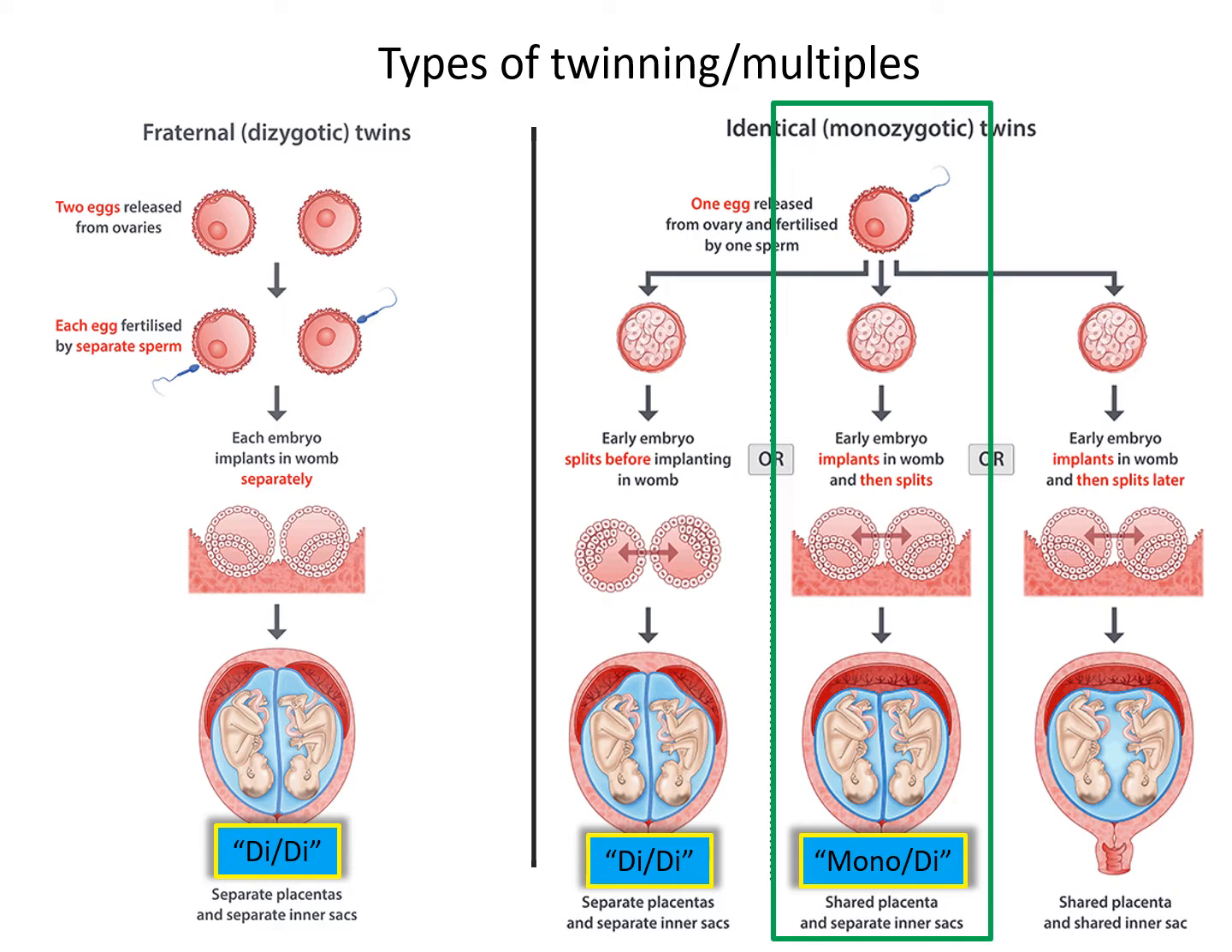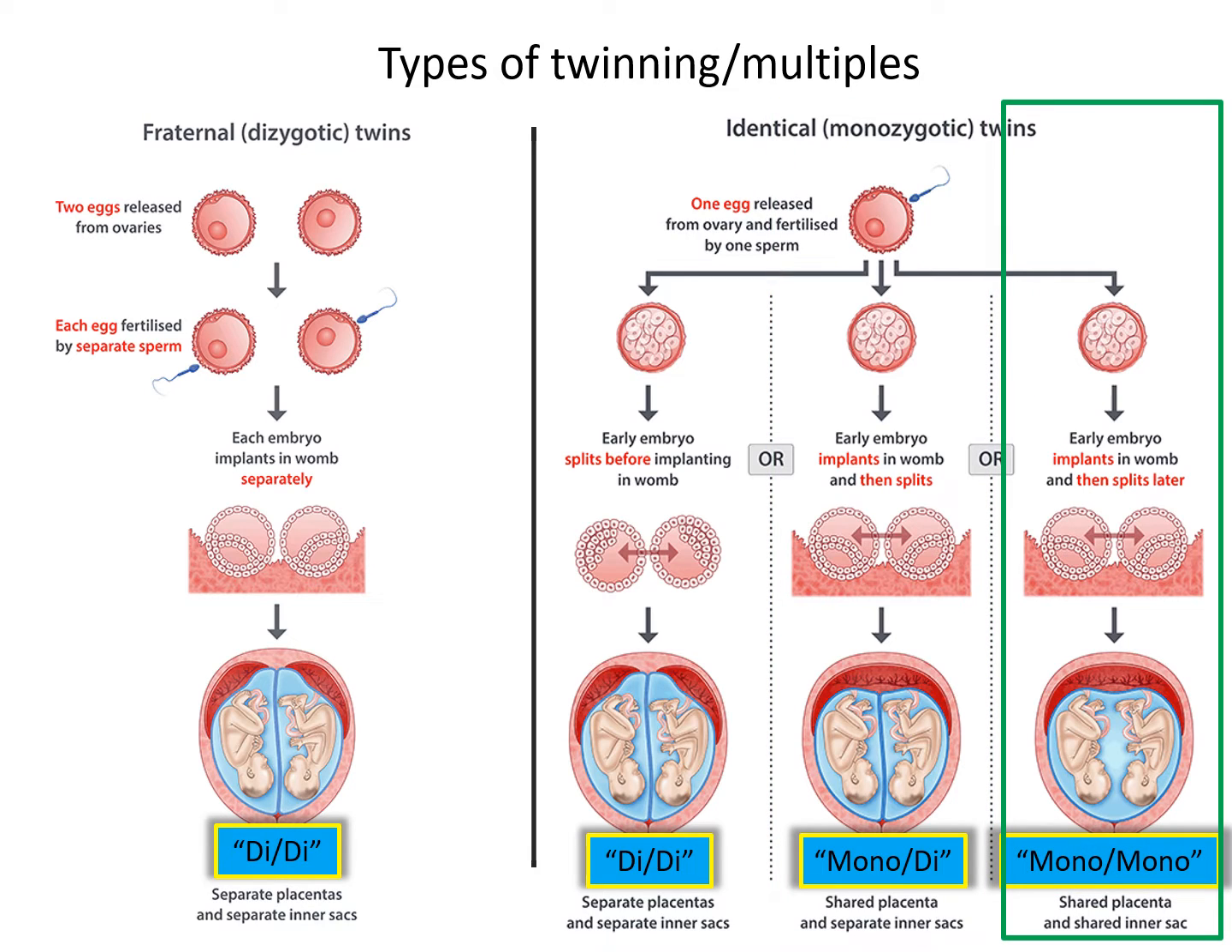The next type, the early embryo implants into the womb and then splits after implantation, and this is considered monochorionic diamniotic, where both fetuses share a placenta, but they have separate inner sacs. And the third type is where the early embryo implants in the womb and then splits much later, and this results in the fetuses sharing the placenta and also sharing the inner sac, but they are not separated, and this is considered monochorionic, monoamniotic.